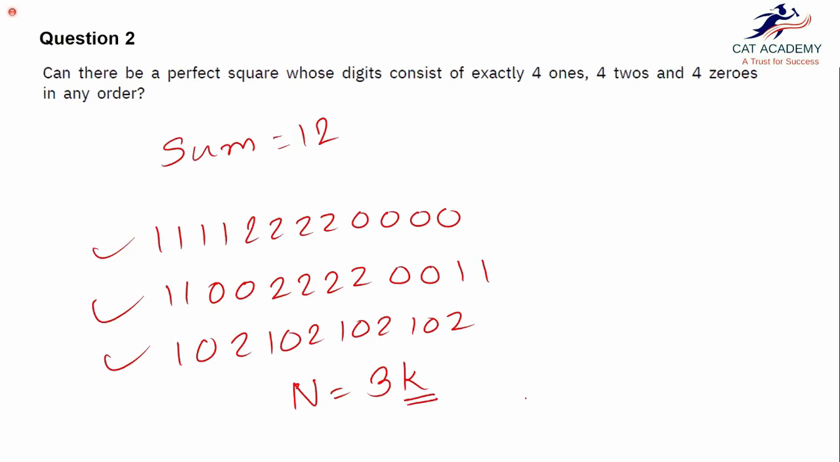Because if a number is divisible by 3, let's say the number is of the form 3q, then its square must be of the form 9q squared. Correct? If a number is divisible by 3, then its square should be divisible by 9. And if a square is divisible by 3 only, it's not possible.